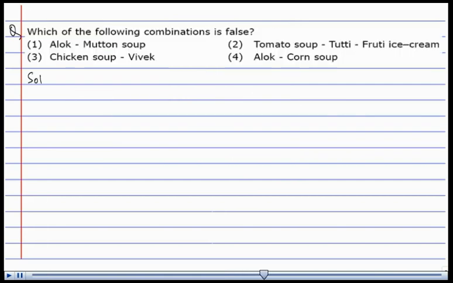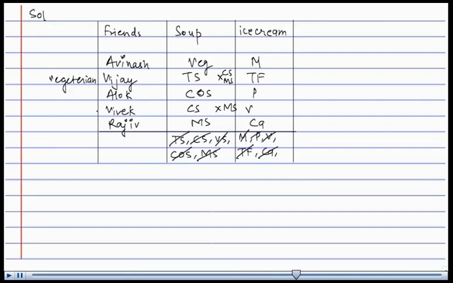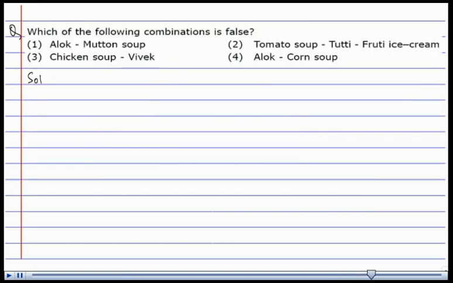The question is, which of the following combinations is false? From the first option, we can see Alok, mutton soup. As we can see in the table, Alok ordered the corn soup, not the mutton soup. So, this option is incorrect. And as it was asked in the question which of the following combinations is false, necessarily this is going to be the option which is false in this case. So, the correct answer is option number 1.